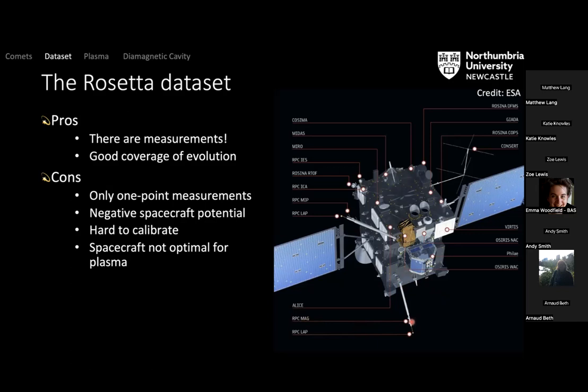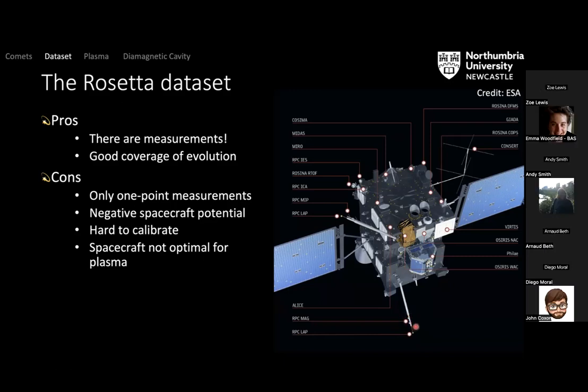So what are the pros of this whole thing? Well, we do have measurements. They're the best measurements we have at comets. All of the other ones were from flybys, which only lasted a couple of hours, while this was over 2 years. And we do cover the entire evolution of the comet.